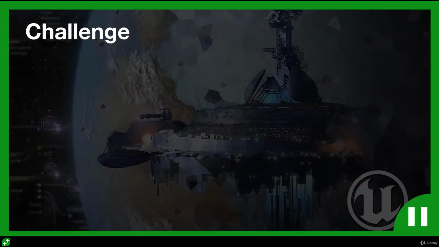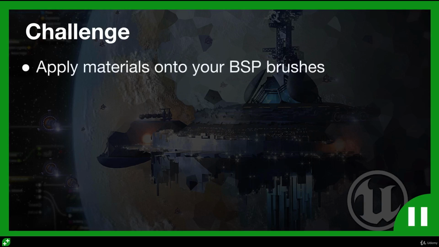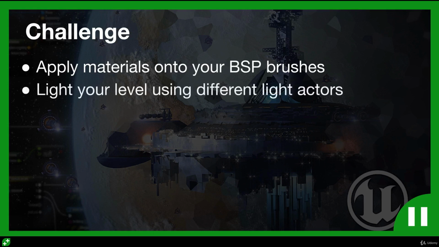So right now I have a challenge for you. Using the starter content materials, I want you to apply some materials onto your BSP brushes. Have a close look at the materials you're using and try to use some rocky or stone-like materials. And now that we've taken a look at the different types of light actors, I want you to light your level using these lights. So pause the video here and light your scene, and when you're ready, come back to the lesson and hit resume.